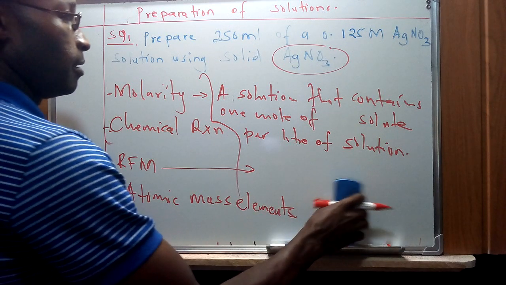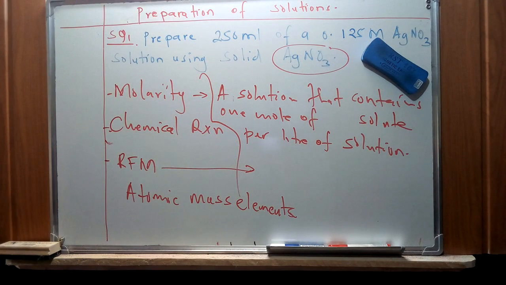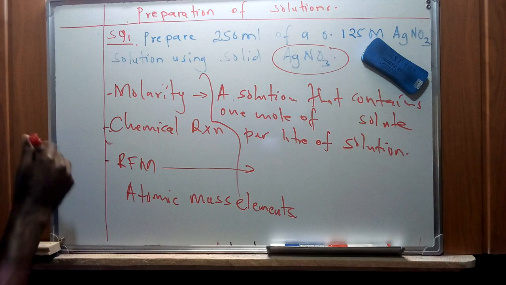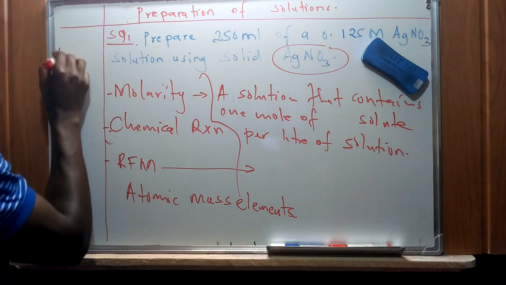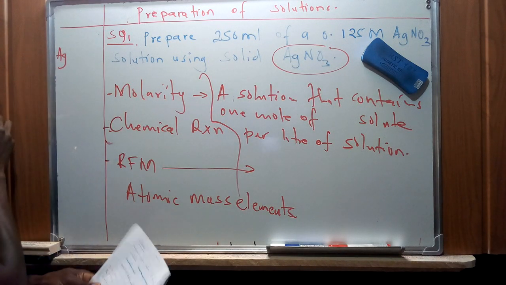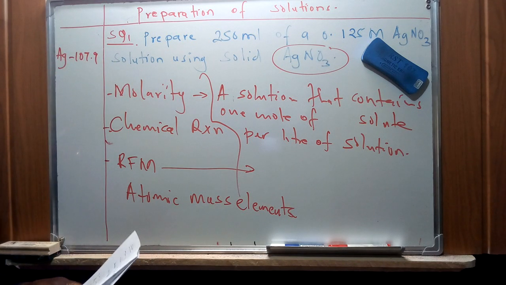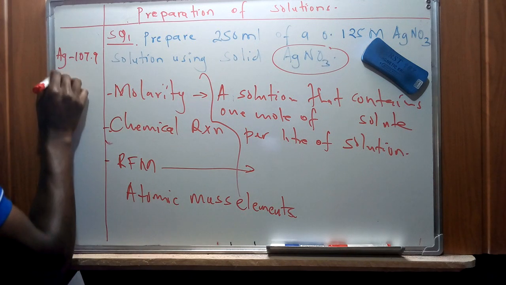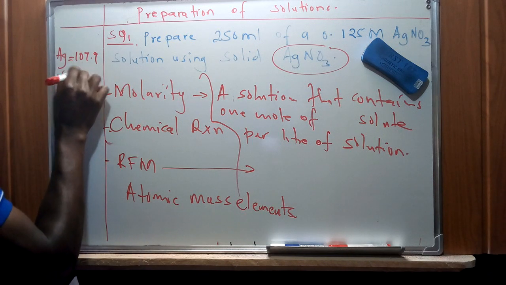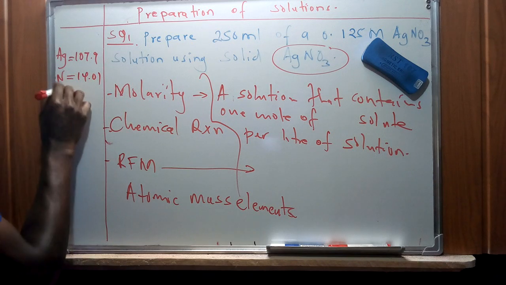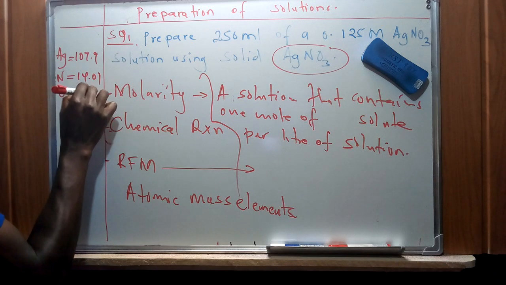So for silver nitrate, these are the figures which I provided. The relative atomic masses are provided, so I'm just going to list them somewhere for us to use whenever we come across them. This compound is made up of silver, which has a mass of 107.9 grams per mole, then nitrogen, which is 14.01, and then oxygen, which is 16.00.